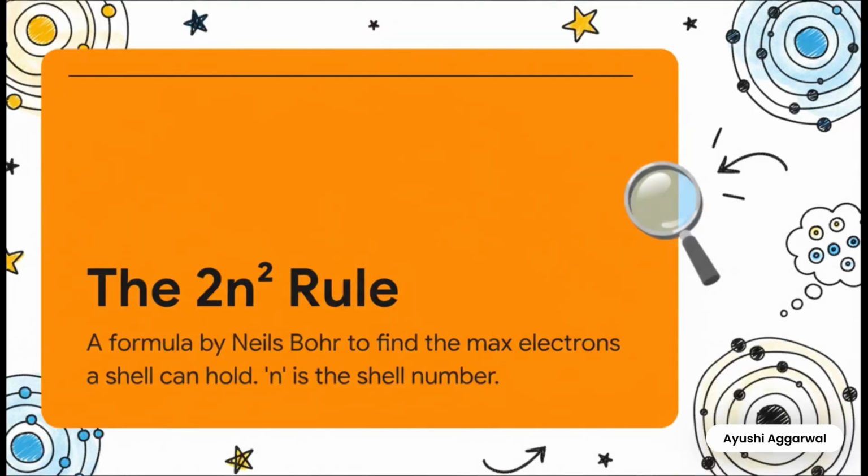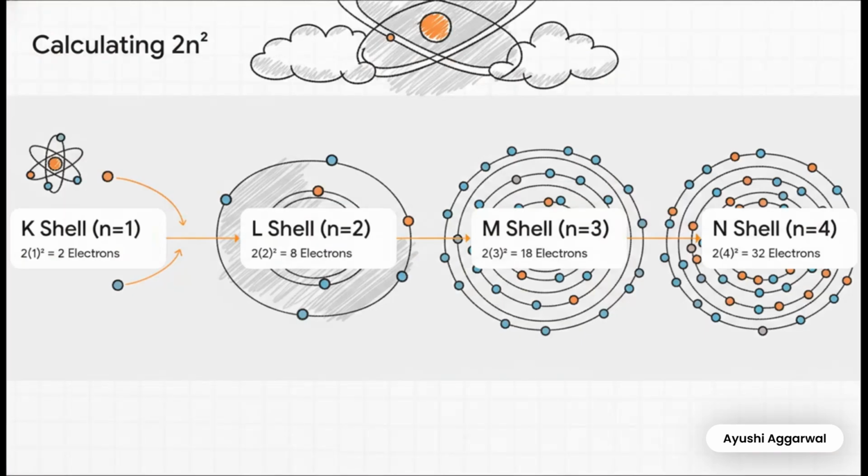Okay, so how many electrons can fit on each floor of our apartment building? Is there a rule? Yes, there is, and it's a super simple formula from our friend Niels Bohr. You've got to remember this one. 2n squared. It looks a little scary, but it's not, I promise. The n is just the shell number. So for the first shell, n is 1. For the second, n is 2. You get the idea.